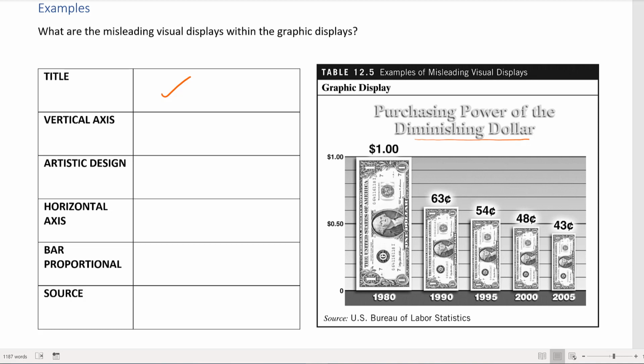How about the vertical axis? We have a vertical axis here. It's labeled with dollar signs, and there are lots of tick marks. That looks great. Artistic design.